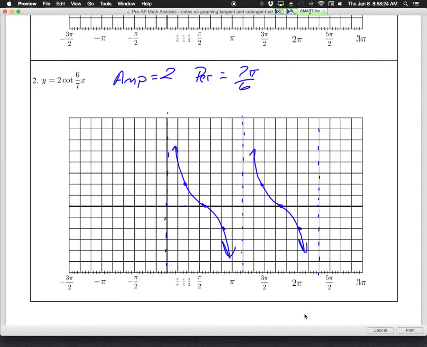So what do we need to know to be able to graph cotangent? Goes up on the left. The y-axis is the first asymptote, and the other one is the period. Okay, so that's cotangent.